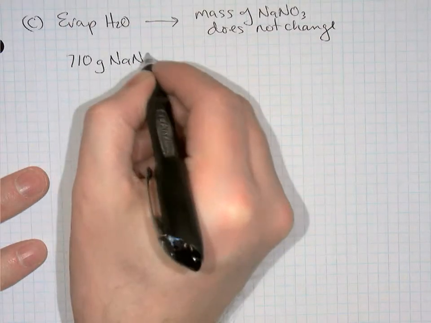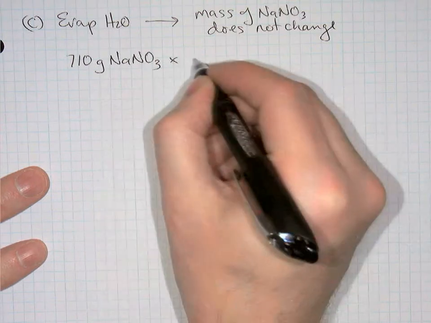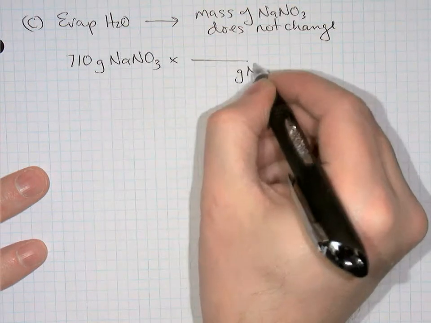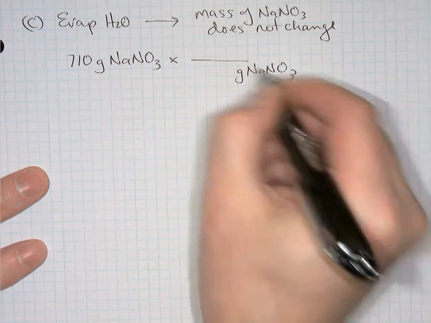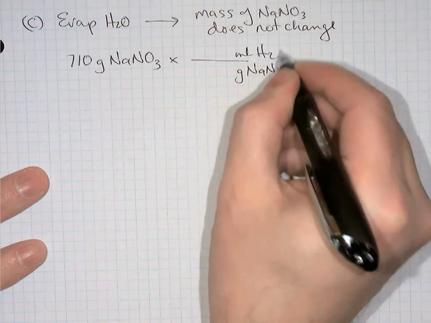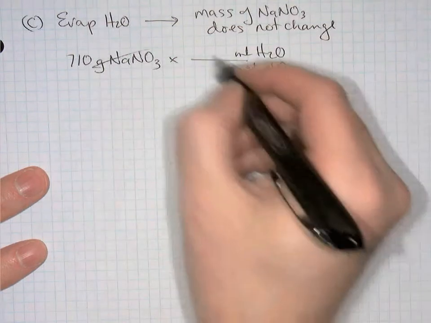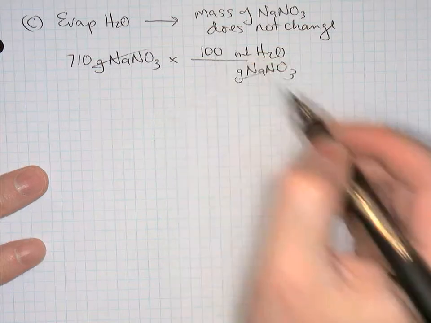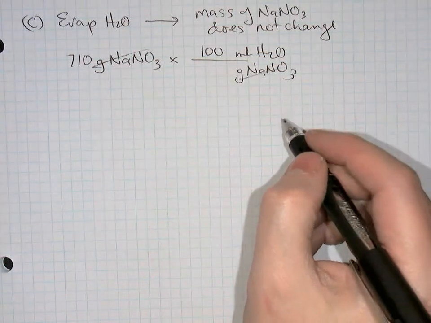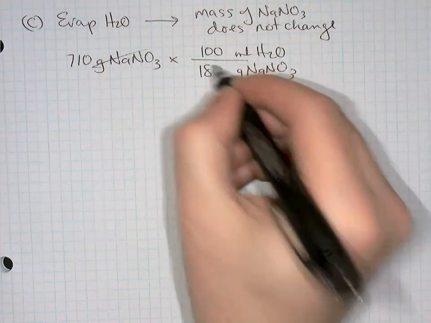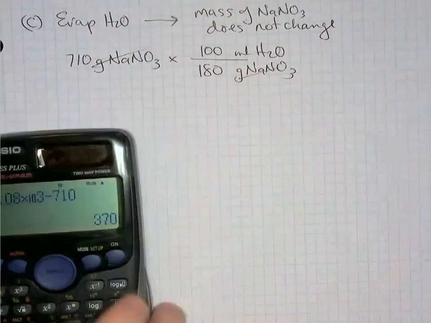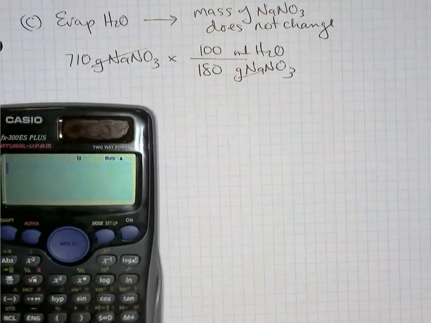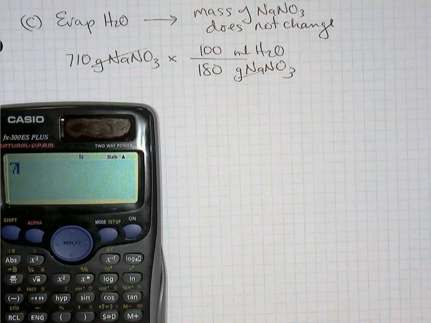And again, we're going to use the solubility. So we'll get rid of grams of sodium nitrate, replace with mils of water. And the solubility for every 100 mils of water, there was 180 grams that could be dissolved. Now think about what exactly we're calculating here.